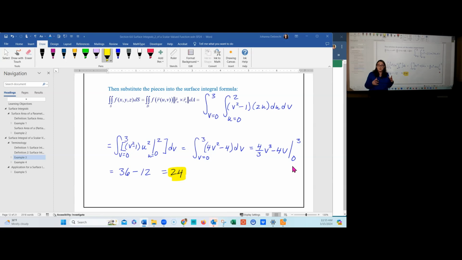Now again, what the 24 represents depends on what the function represents. If that had been a density function, then this would represent the weight, the mass, the number of kilograms of that particular shape.